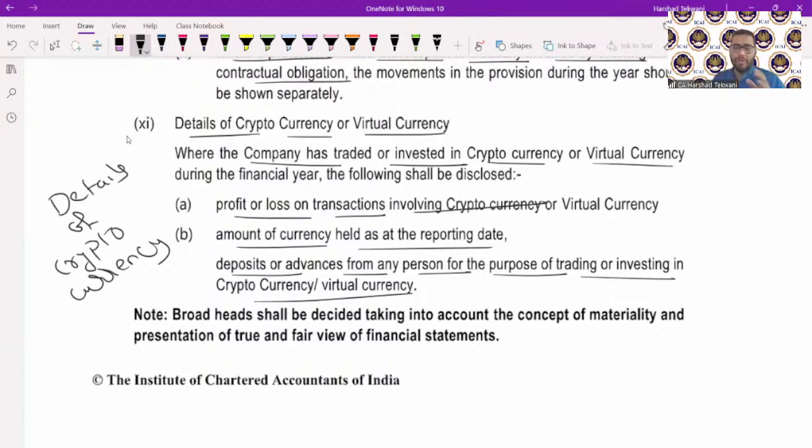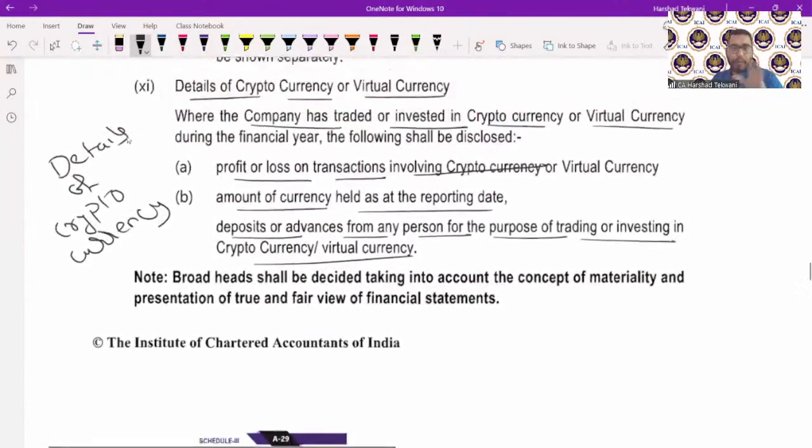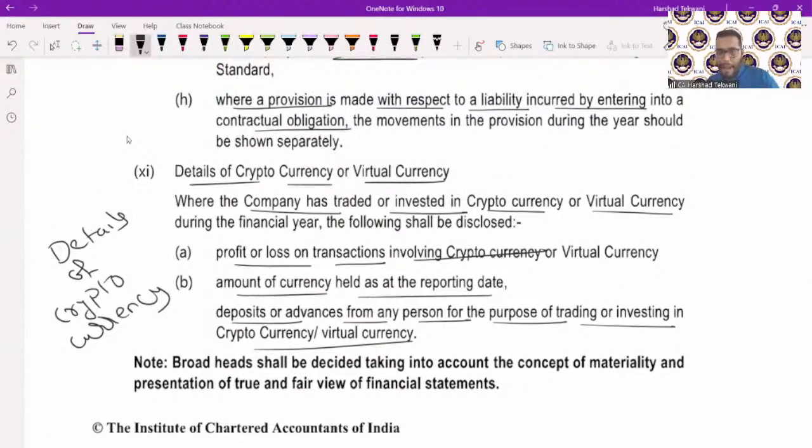Okay, so these are the things you are required to disclose as per Part 1, Part 2 of Division 1. Any doubt till now? Any doubt, guys, till now?